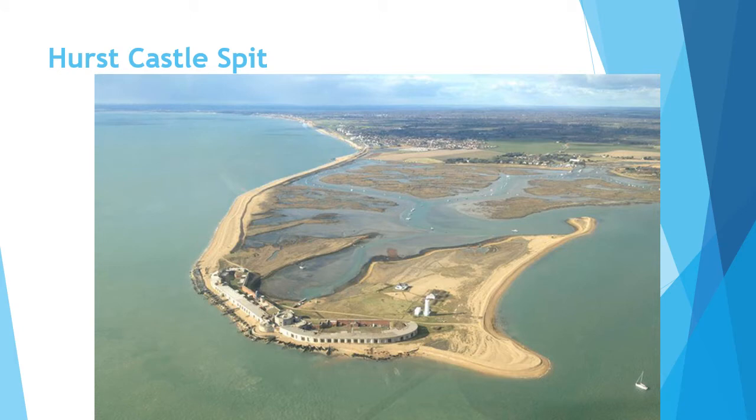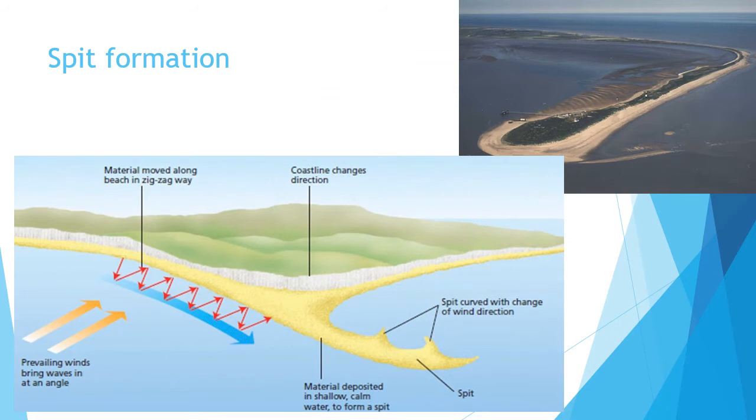In the distance in this particular picture, which is of Hurst Castle Spit, you can see the beach. But then there's this beautiful hooked beach which stands out from the coastline, and that's called the spit. So spits form when longshore drift creates that zigzagging motion. You can see it here with the red arrows, and as the material gets to a change in the direction of the coastline, it continues to be moved in that same direction along the coast by longshore drift, building gradually outwards from the coastline to create this hook. Now the spit hooks round because wind direction can come from different directions and hook that round. But generally speaking, a spit is a piece of beach that extends out from the coastline, like you can see on this diagram here.